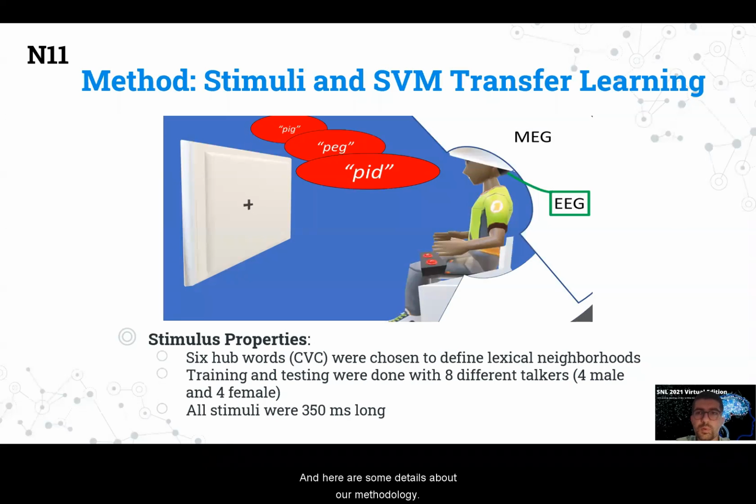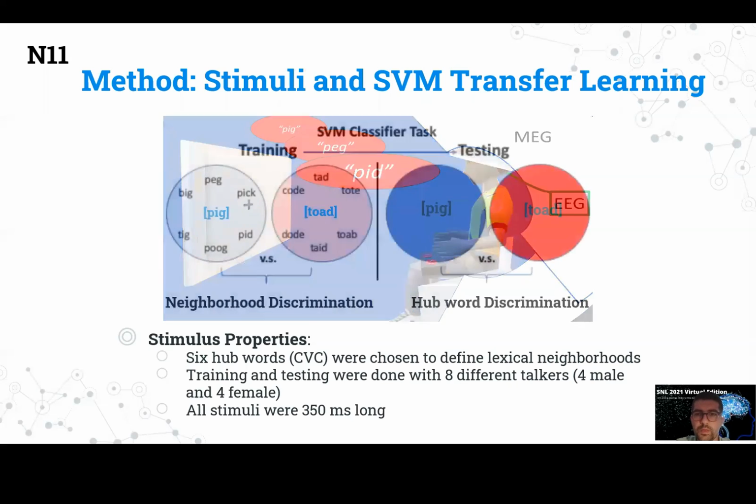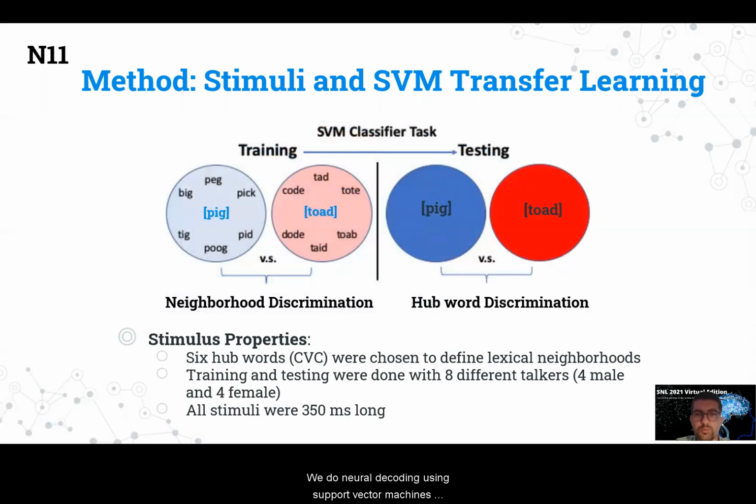And here are some details about our methodology. So we collected simultaneous MEG-EEG data with structural MRI from 12 native English speakers while they completed an auditory lexical decision task. We are using source space reconstructions of MRI-constrained MEG-EEG data. We do neural decoding using support vector machines.